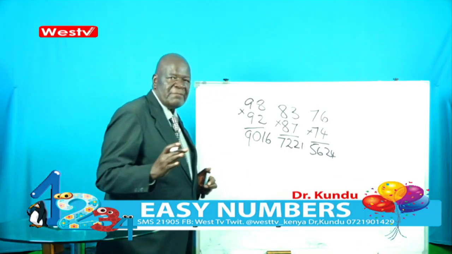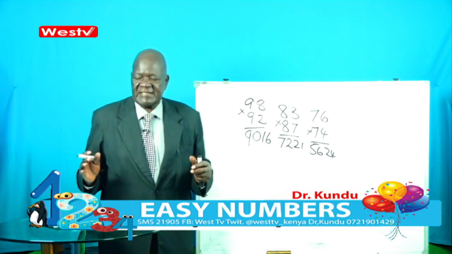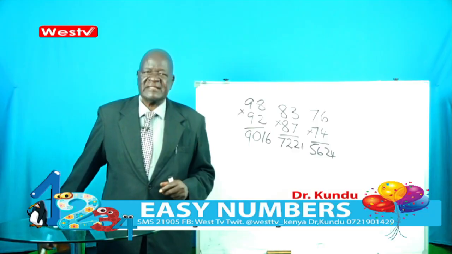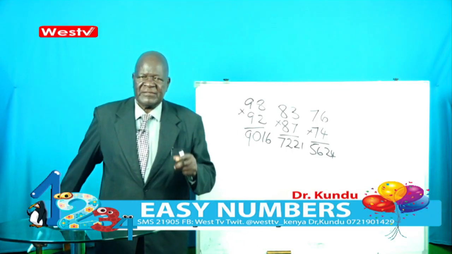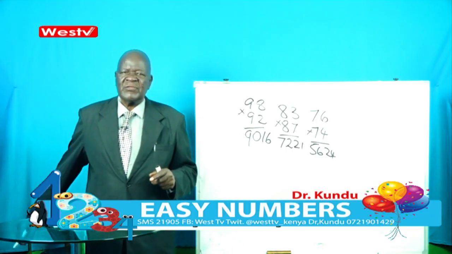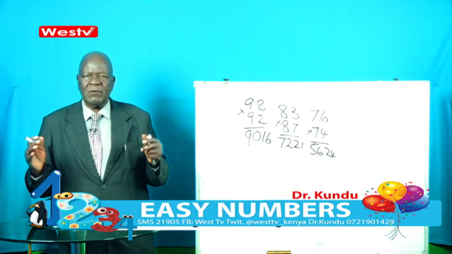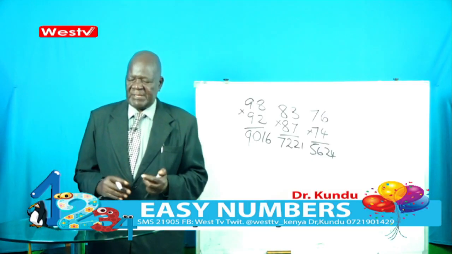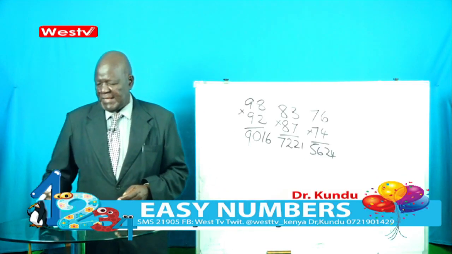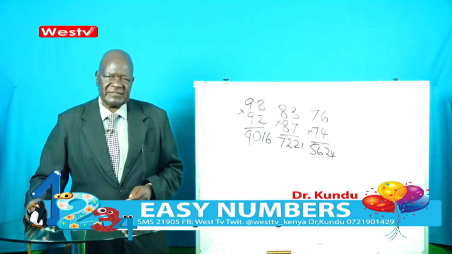And there are so many of these numbers in mathematics, such that if you know just this one system, you will have made a very big hole in the tin of multiplication, and you will be multiplying like a great genius.